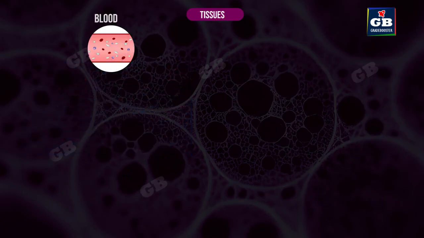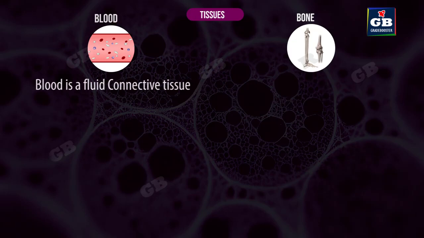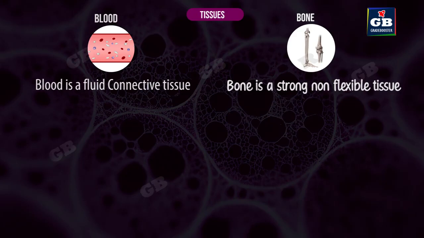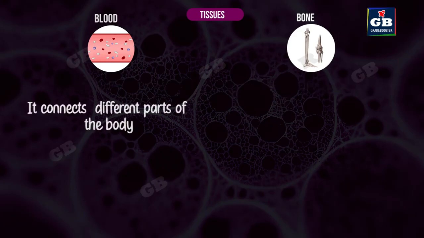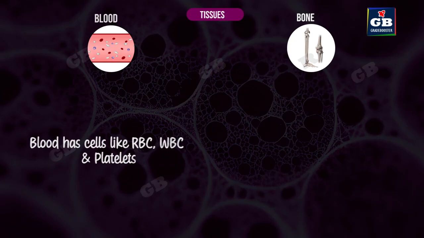We have learnt about blood and bone. Now let us see some differences between blood and bone. Blood is a fluid connective tissue, whereas bone is a strong, non-flexible tissue. The blood connects different parts of the body, whereas the bone gives shape and support to the body. Blood has cells like RBC, WBC, and platelets.